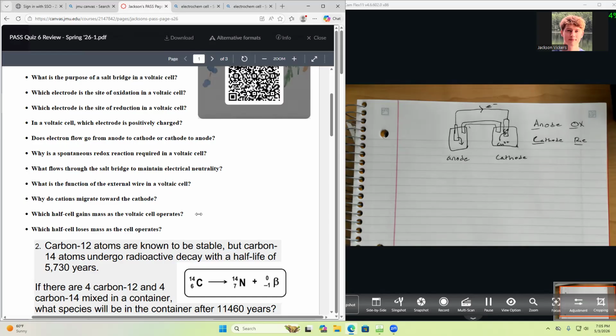Cathode. Yep. If nothing else, look at the arrows. We see this arrow is pumping more solids onto the cathode. So as this voltaic cell goes through its process, we're going to be adding more solid to that electrode, meaning it's going to gain mass. And then the next one, obvious, the thing that loses mass is going to be the anode because again, we're dumping positive ions off of the anode into solution.